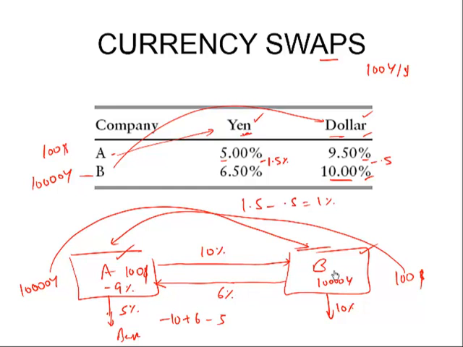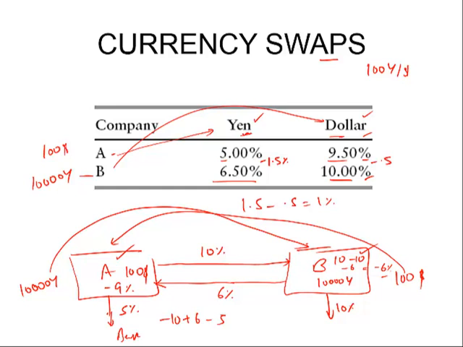Similarly for B, he receives 10, he has to pay 10, and then he has to pay 6% to A. So the net cost of borrowing is 6%. Otherwise, had B borrowed in yen, his cost would have been 6.5. Otherwise, had A borrowed in dollar, his cost would have been 9.5.